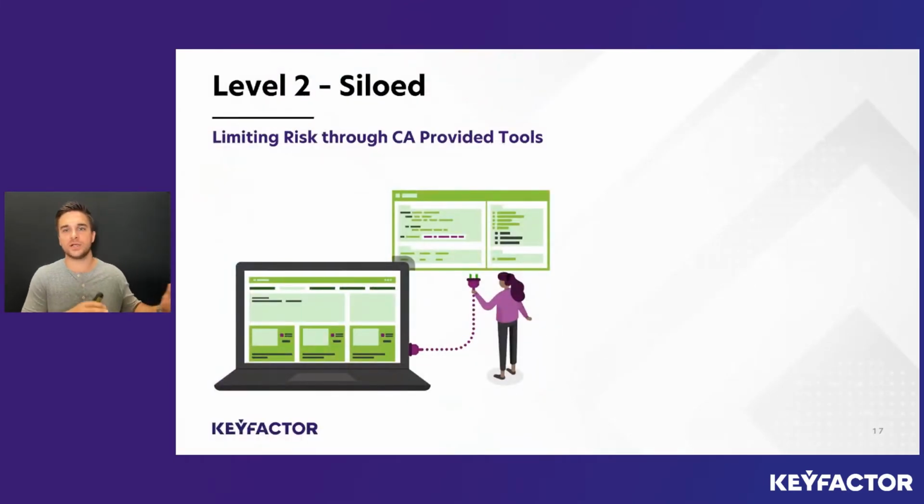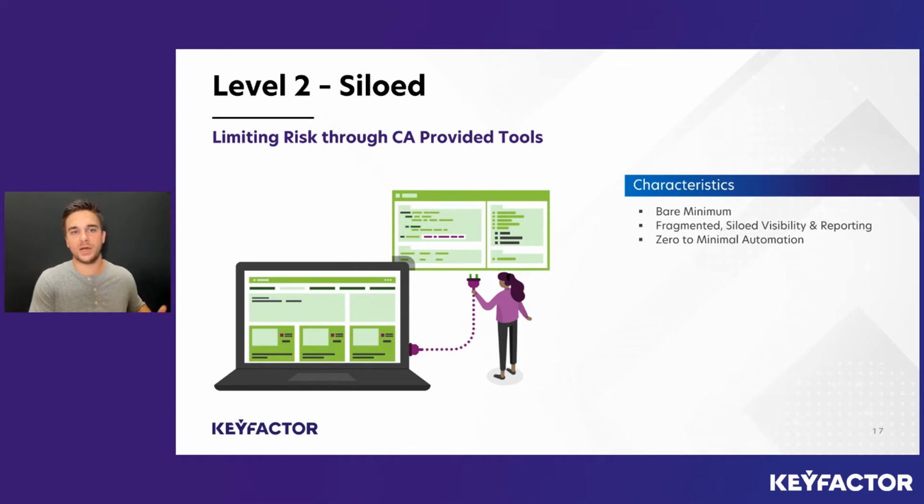The next one is level two, a siloed approach. So you're limiting your risk through the CA tools that you have, but you're basically doing the bare minimum. If you have a public certificate authority like DigiCert or Entrust or GoDaddy, you may be able to pull in some reporting around these public certificates. But you also have a bunch of other certificate authorities that are not being brought into one area. So you have some tooling in place, but you basically have a siloed approach to visibility and reporting.